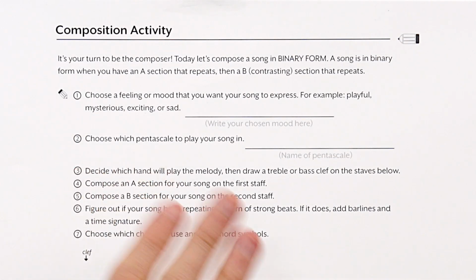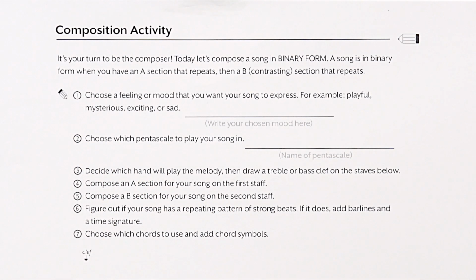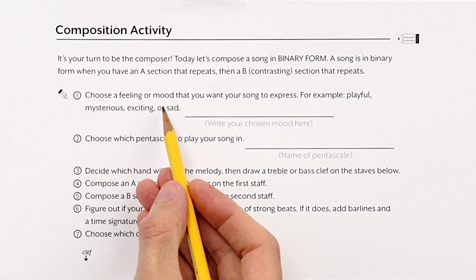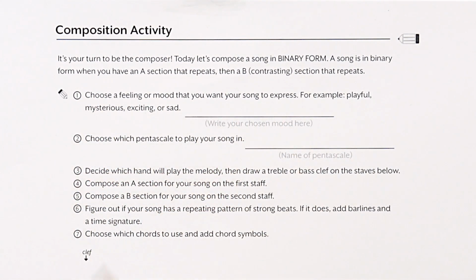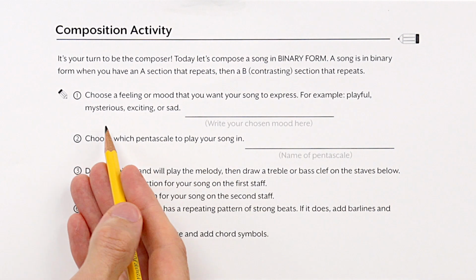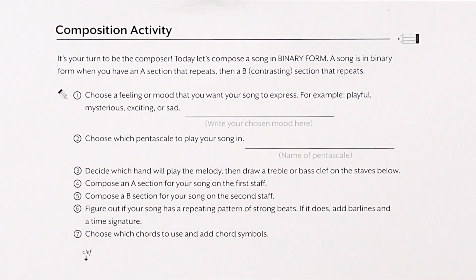Here's a composition worksheet which you can download from our website as part of the materials for this unit. And I'll go through these steps which are listed out on this worksheet as if I'm making the composition. But then after the lesson is done, you'll just go through and do those same steps on your own to make your composition. So for step 1, it says, choose a feeling or mood that you want your song to express. For example, playful, mysterious, exciting, or sad.